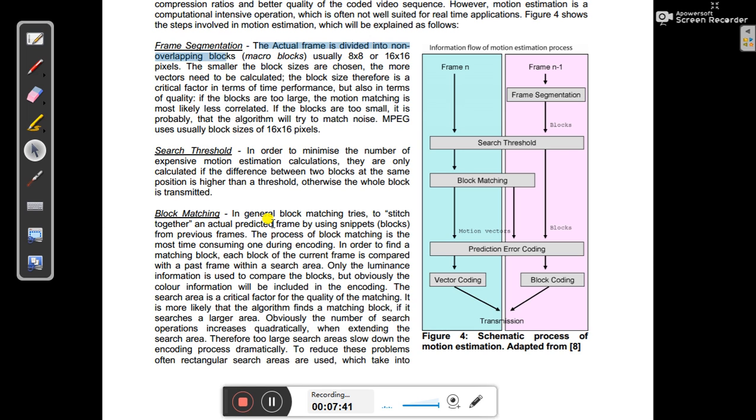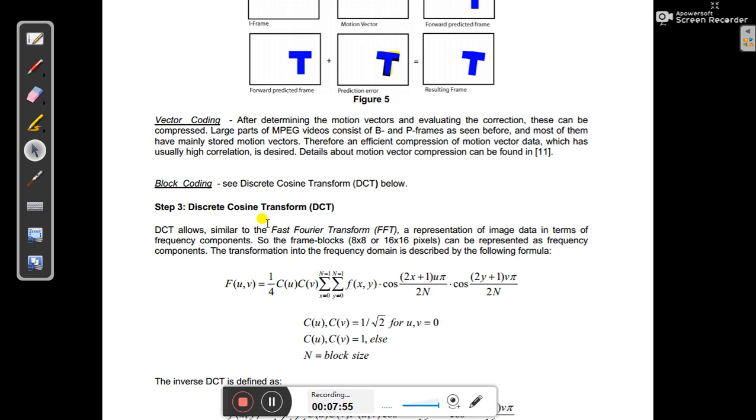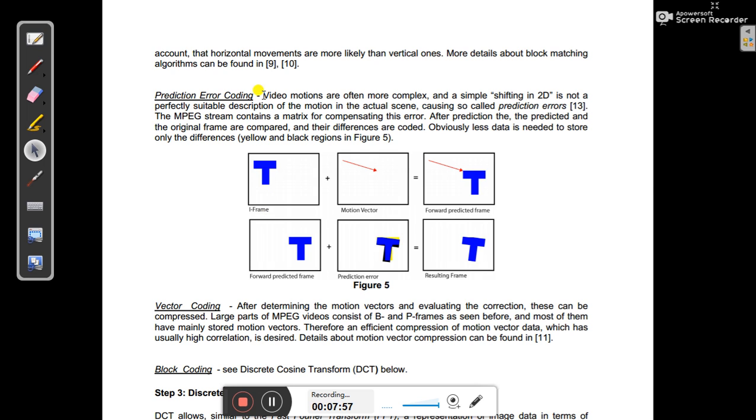Obviously the number of search operations increases quadratically when extending the search area. Therefore, too large search areas slow down the encoding process dramatically. To reduce these problems, often rectangular search areas are used, which take into account that horizontal movements are more likely than vertical ones. You can find more detail about the block matching algorithm in references 9 and 10.